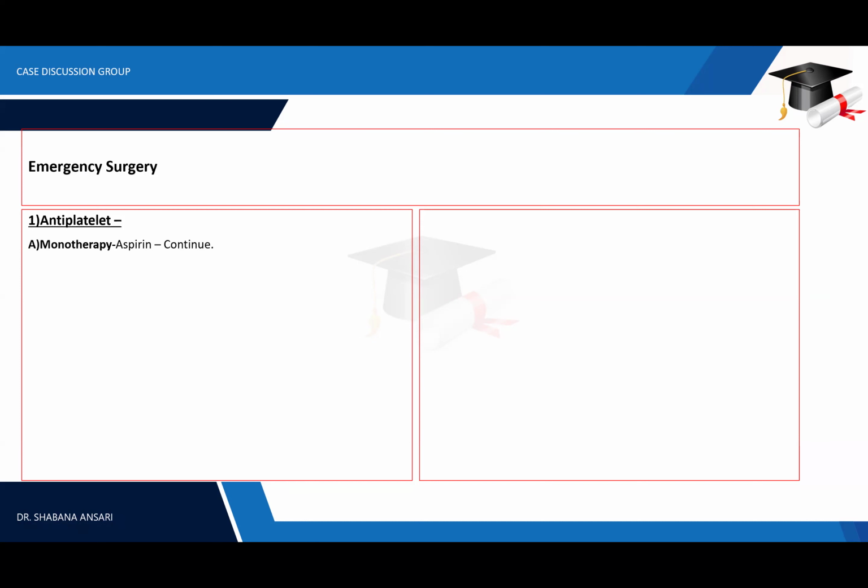If the patient is on dual therapy, aspirin and clopidogrel, with low risk during the surgery, then what will we do? You can continue, or only clopidogrel will be stopped 7 days before.